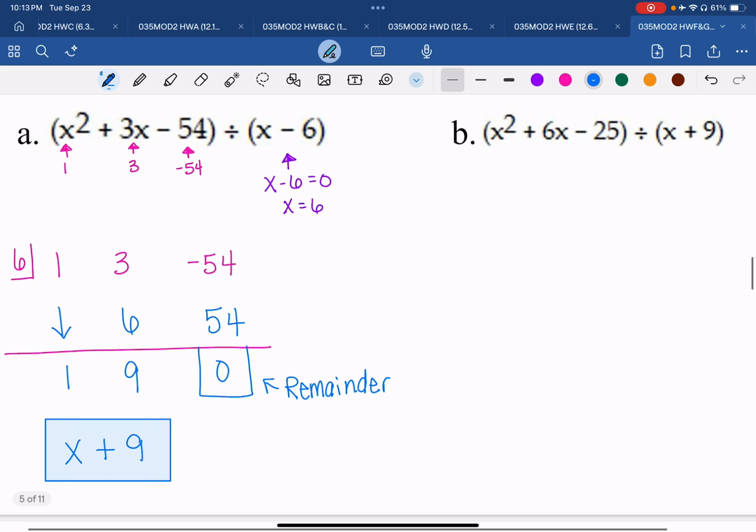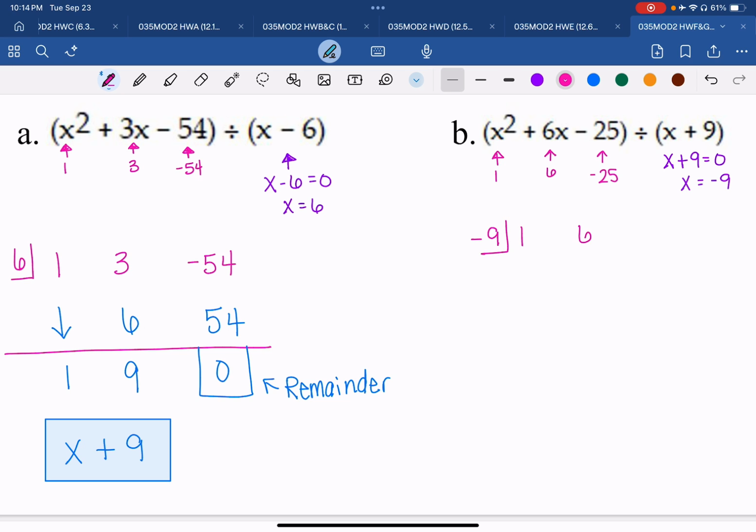All right, same thing here. I'm going to say, well, I need to know what goes in the box. So x equals negative 9. These are going to tell me my coefficients. So 1, 6, and negative 25. If I set that up, I've got in the box a negative 9. I've got 1, 6, and negative 25. Now I just need to add and multiply some stuff.